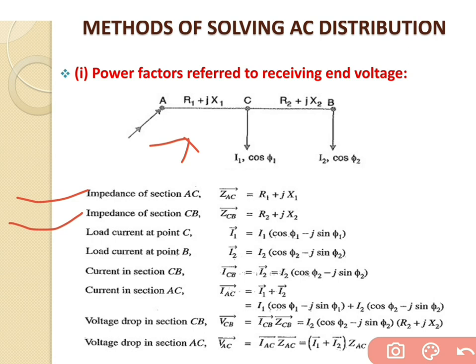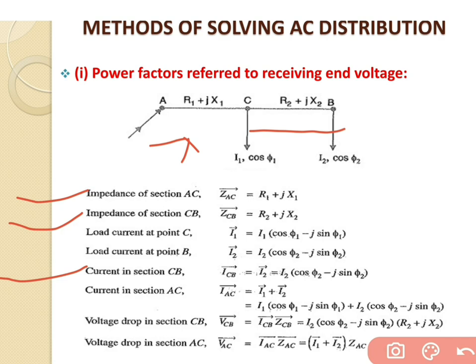Now the load current at point B: the I2 current that flows from the BC section is I2 equals I2 in the bracket cos phi 2 minus j sin phi 2. The values of cos phi 1 and cos phi 2 are given inside the figure, so from that we can get the values of sin phi 1 and sin phi 2. Then we can go for the current inside section CB. Inside the CB section, only the I2 current flows.